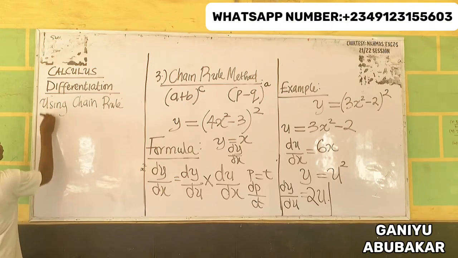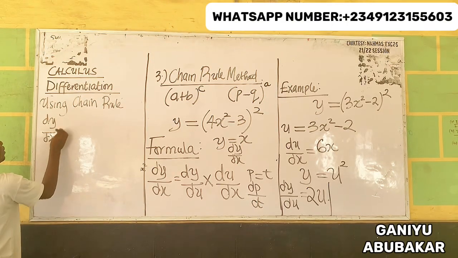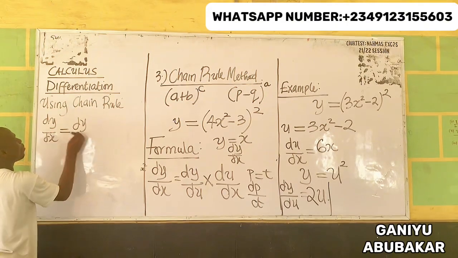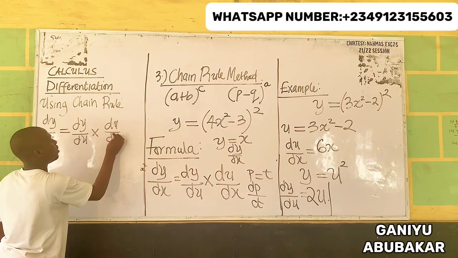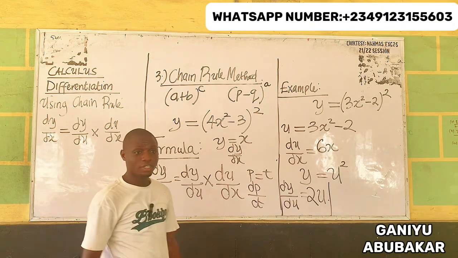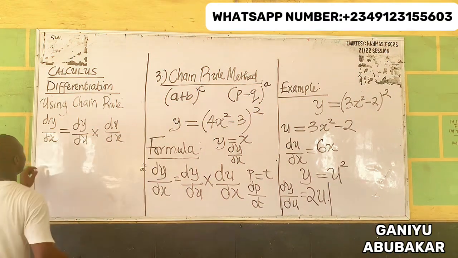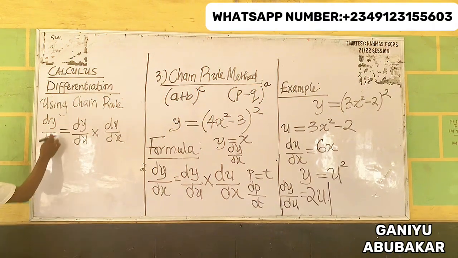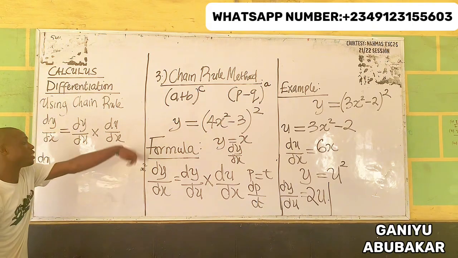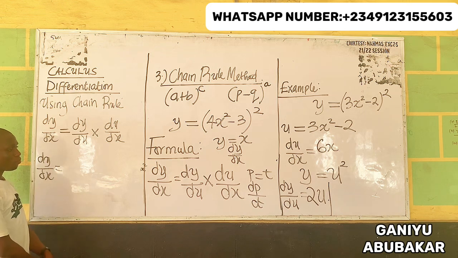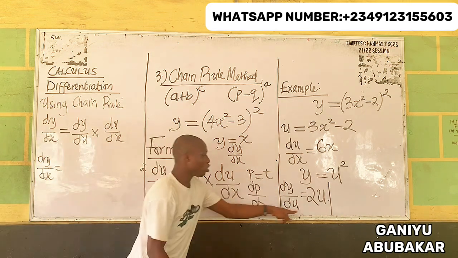What's the formula there? The dy over dx is equal to what? The dy over du times the du over dx. From here, put in values, please. I'll have that dy over dx is equal to, what's the dy over du answer? The dy is 2u.